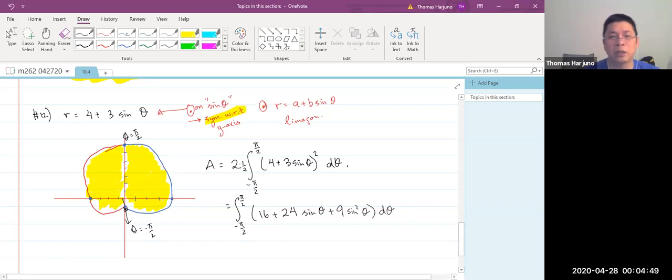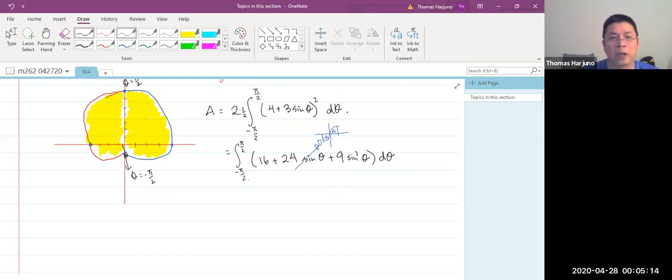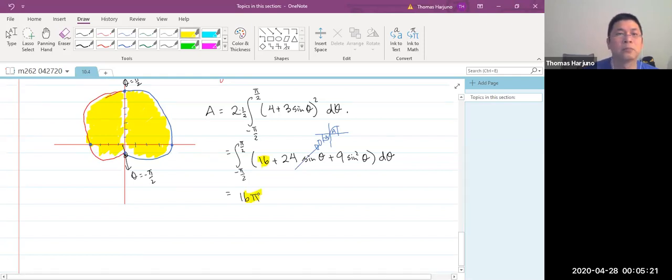Now I hope you see right away that the middle term gives you 0. Why? Because sine is an odd function, and the domain of the integration is symmetric around 0. And this will be 16 pi for the first term. The second term will be 0.